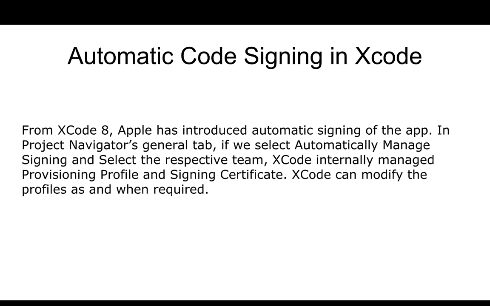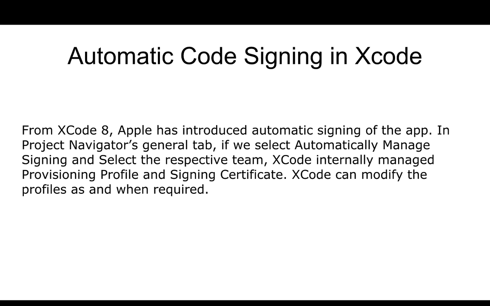So what is automatic code signing in Xcode? From Xcode 8 onward, Apple has introduced automatic signing of the app in the Project Navigator General tab. If we select automatically manage signing and select the respective team, Xcode will internally manage the provisioning profile and signing certificate. You don't have to raise a CSR, then go to the Apple developer account, then download that provisioning profile, etc. You don't have to do anything. If you have automatic code signing, then Xcode will take care of everything for you.